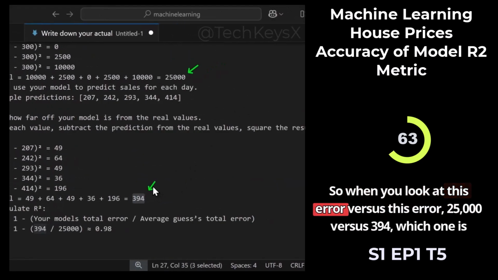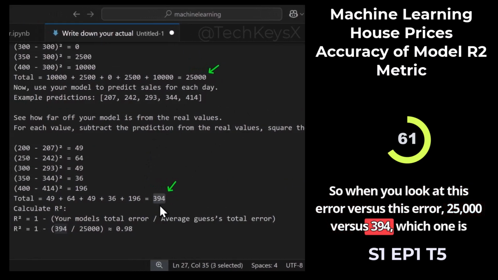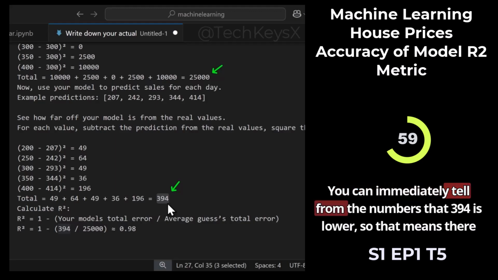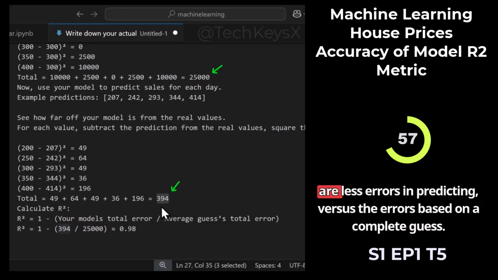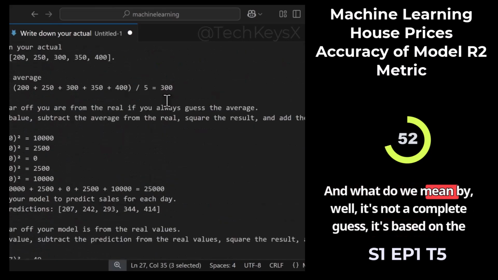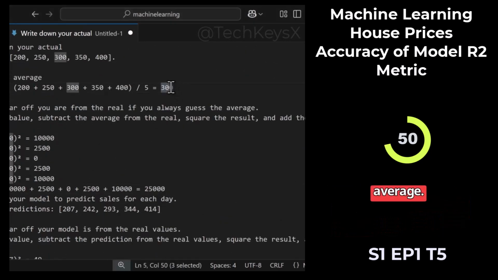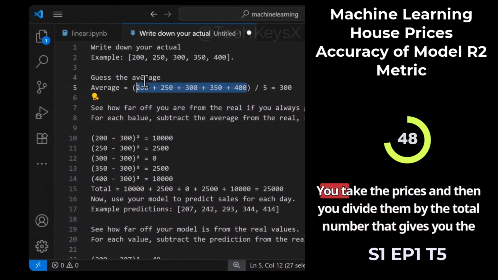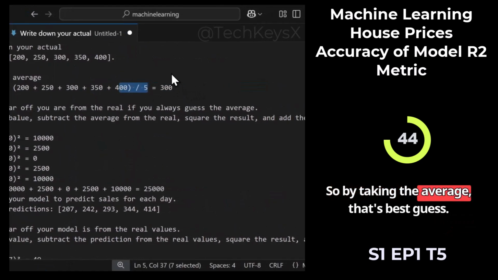So when you look at this error versus this error, 25,000 versus 394, which one is better? You can immediately tell from the numbers that 394 is lower. So that means there are fewer errors in predicting versus the errors based on a complete guess. And what do we mean by that? Well, it's not a complete guess. It's based on the average. So this is the easiest way somebody could guess something. If you take the prices and divide them by the total number, that is the average. So by taking the average, that's the best guess.